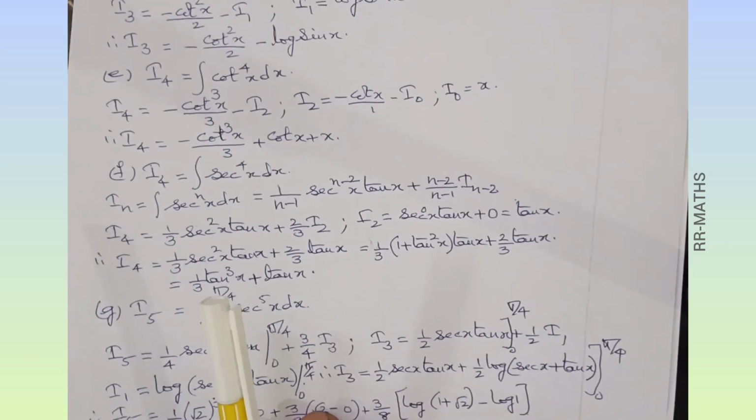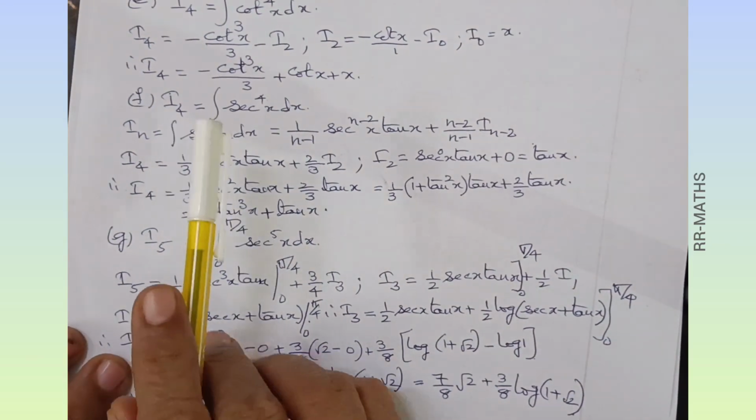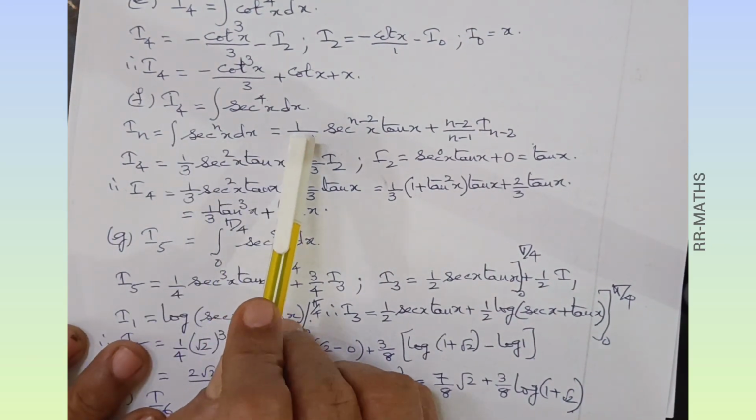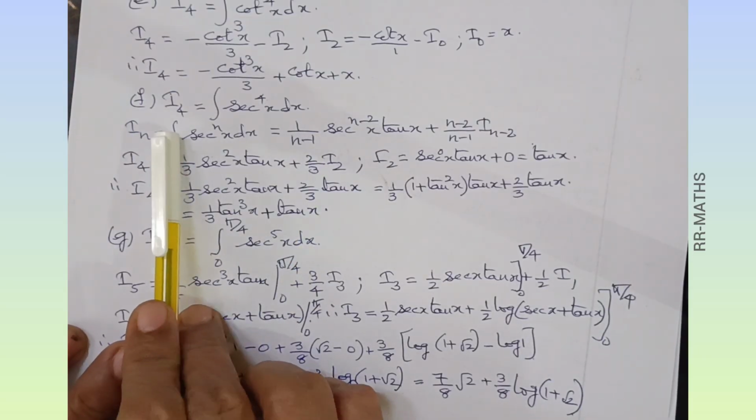Next I go for secant. So evaluate integral secant to the power of 4x dx. I call it as I4.